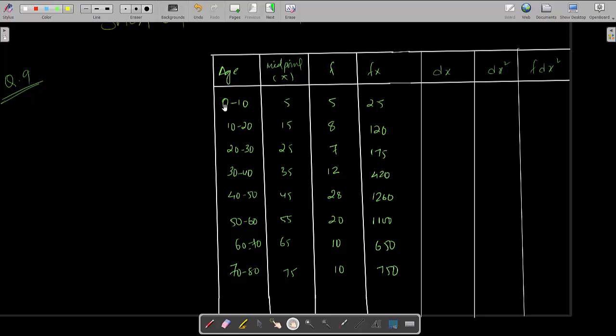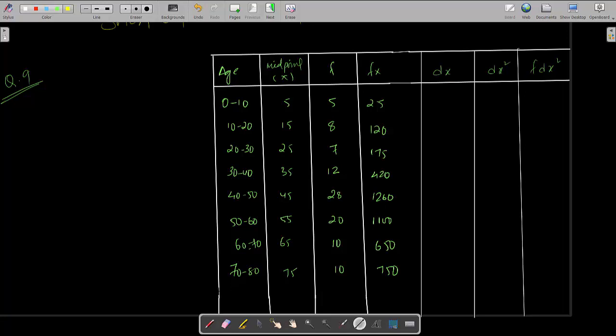0 plus 10, 10 by 2, 5. 20 plus 10, 30 by 2, 15. So upper limit plus lower limit divided by 2 will give you the mid value. Okay, so now if you add up all the fx, let's see how much we'll get. If you add up all the fx value, or you can write fm, no problem, you'll be getting 4500.